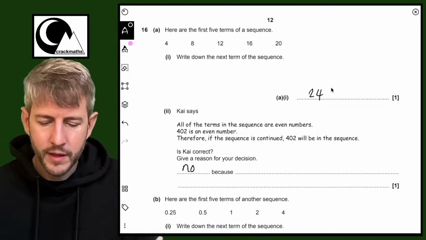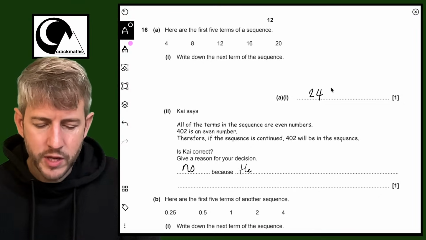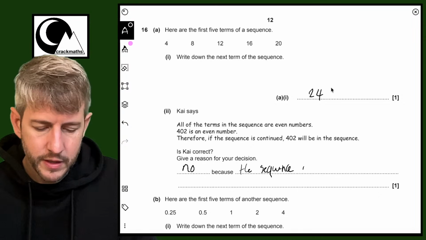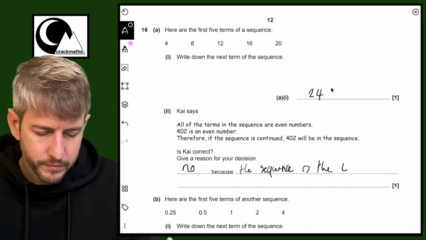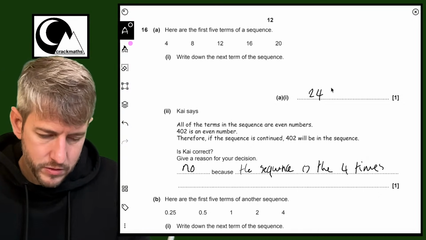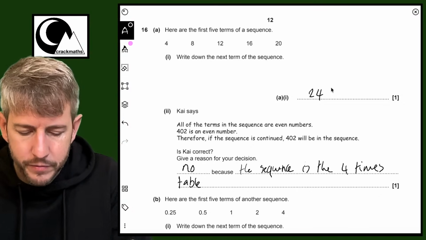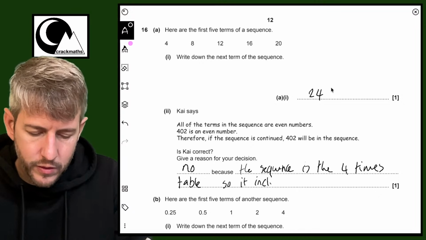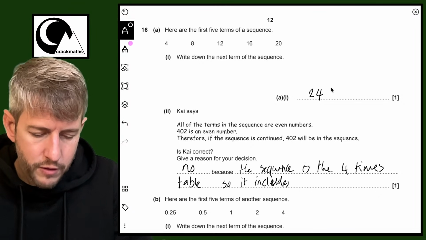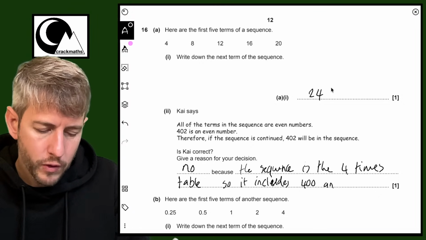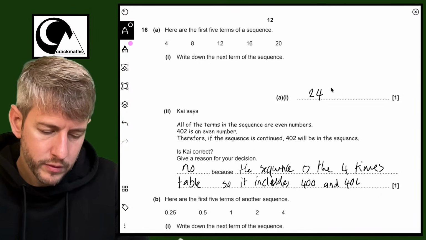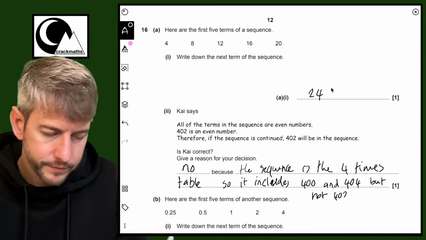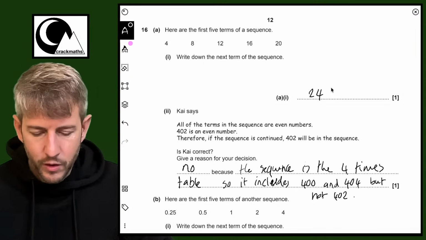No, because the sequence is the 4 times table. So it includes 400 and 404, but not 402.